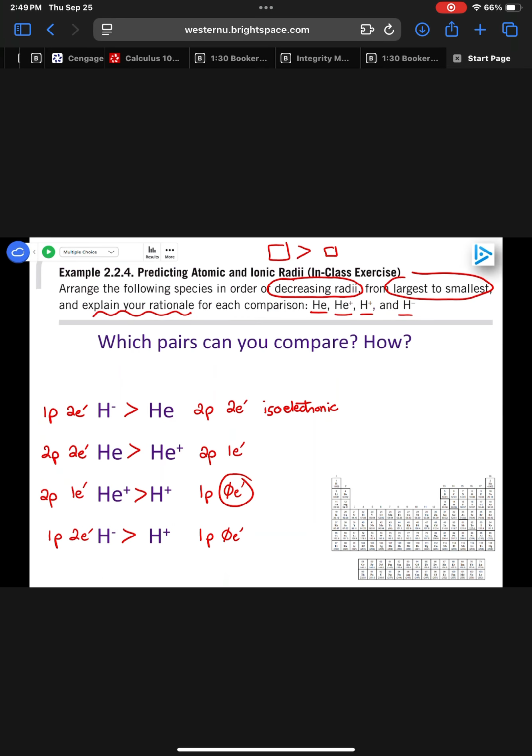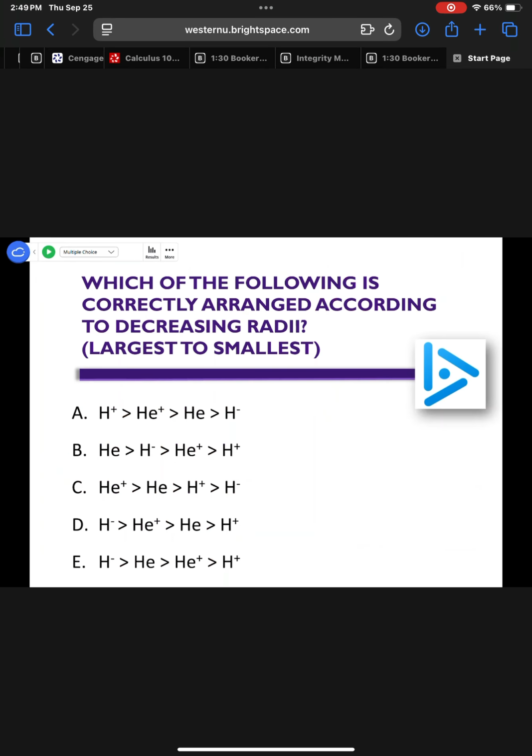So we'll leave this up on one screen. Which of the following is correct? How can we arrange these species according to decreasing radii? Chat with the person beside you.